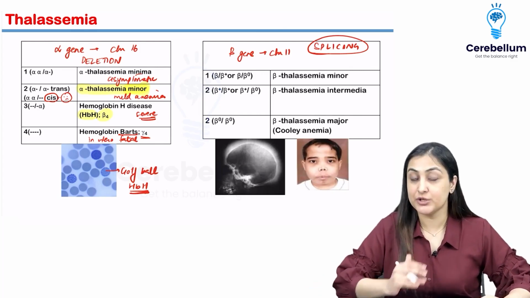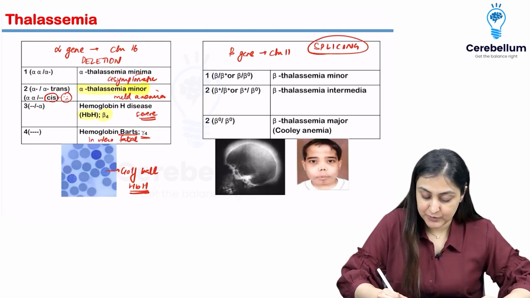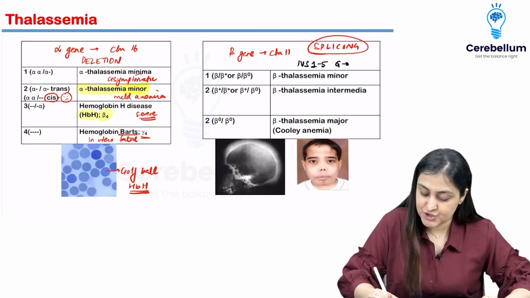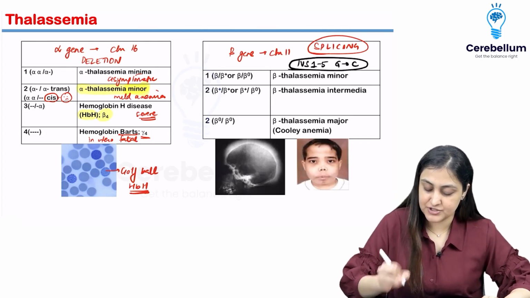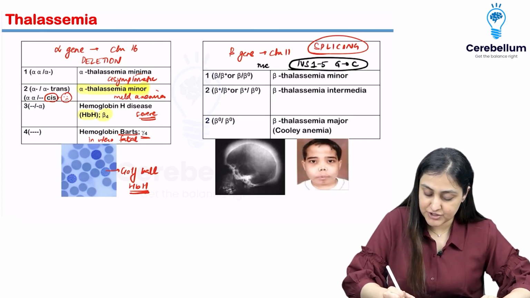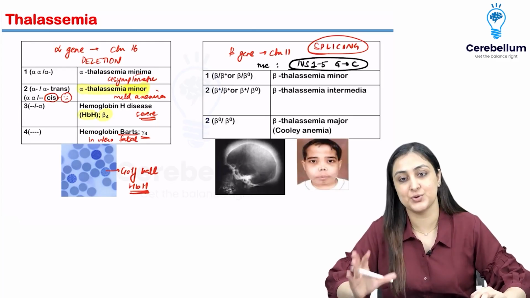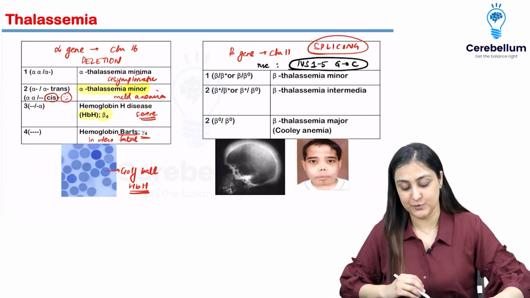What is the most common mutation that is seen in India? So you want to remember, it is IVS 1-5, wherein there is a G to C transition. So this is the most common mutation in India. This sounds like something that INI-CET can ask. Okay, so this is about splice mutations.